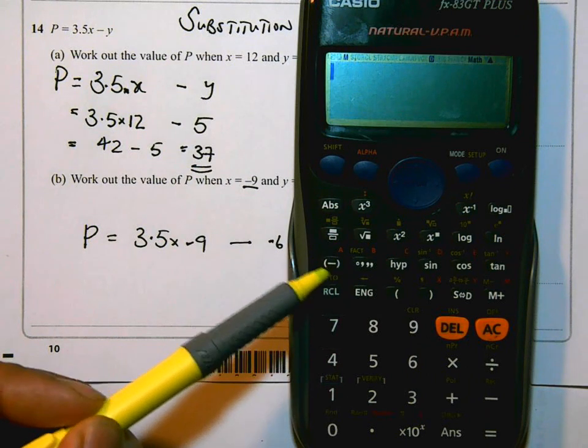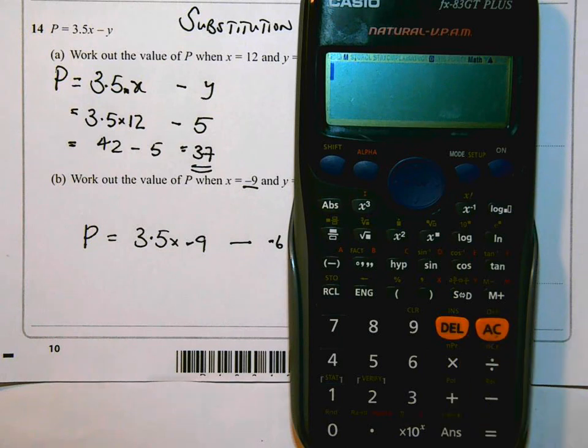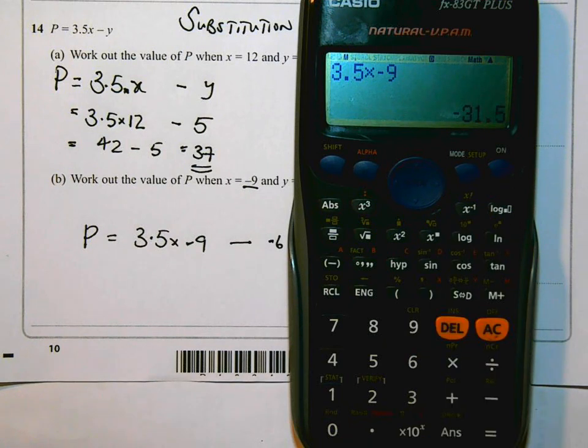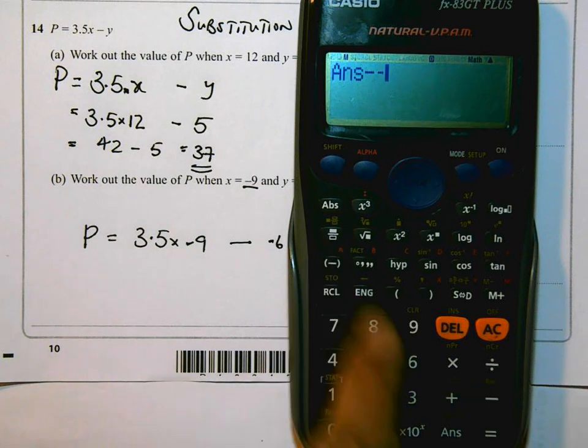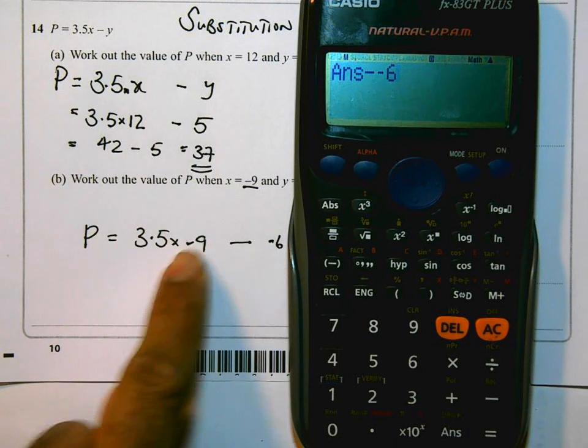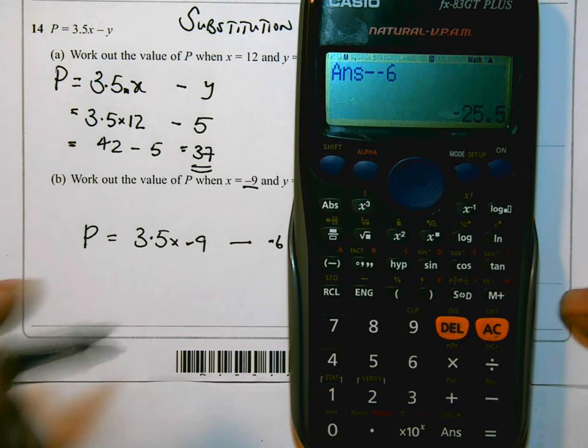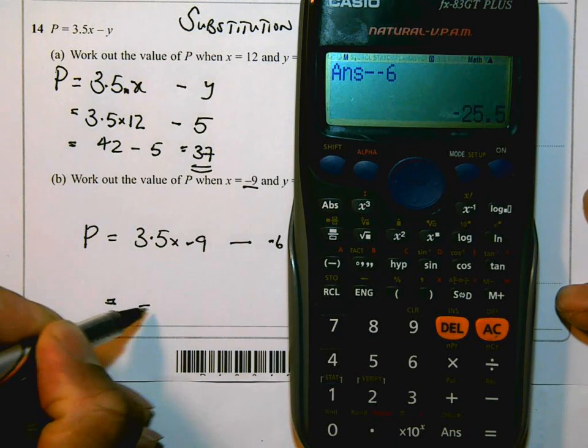So if you look at what I'm going to do, I'm going to do 3.5 times minus 9. Okay, and that's what I've just entered there. Equals, and you can see the calculator gives me it as a negative number. Now I'm going to take away minus 6. Yep, so that's what I've just done. I've worked out that, and I'm going to take away minus 6. And here's my result. This is my overall result, minus 25.5.